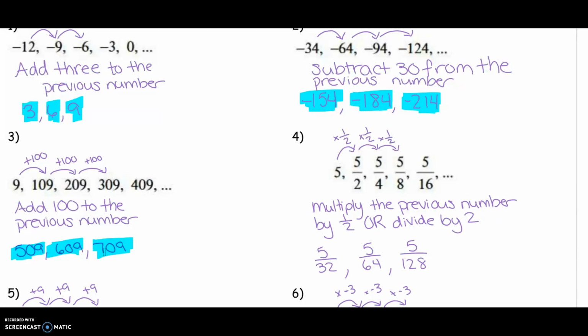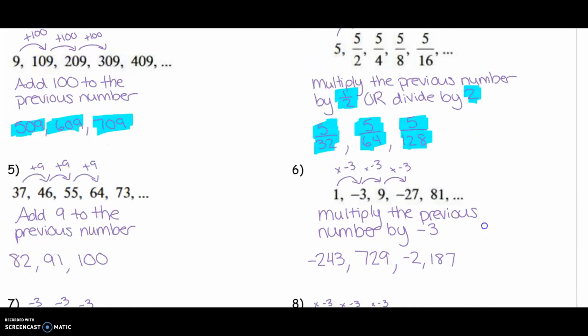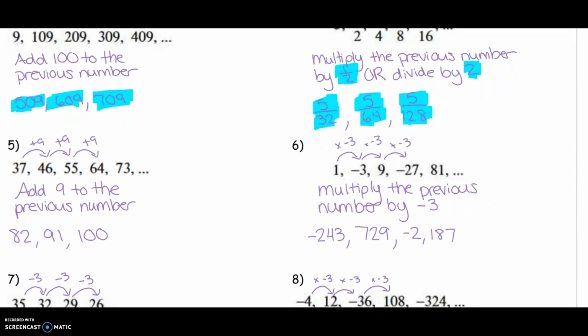For number 4, could be a little bit tricky. You could say that we are multiplying the previous number by a half, or you could say that we're dividing by 2. Either way, the next 3 terms would be 5 over 32, 5 over 64, and 5 over 128. For number 5, we're adding 9 to the previous number, and the next 3 terms would be 82, 91, and 100.